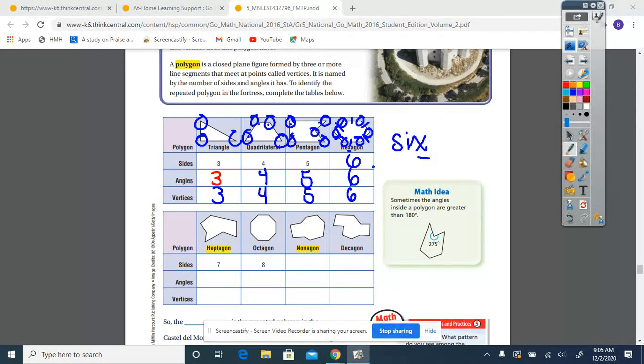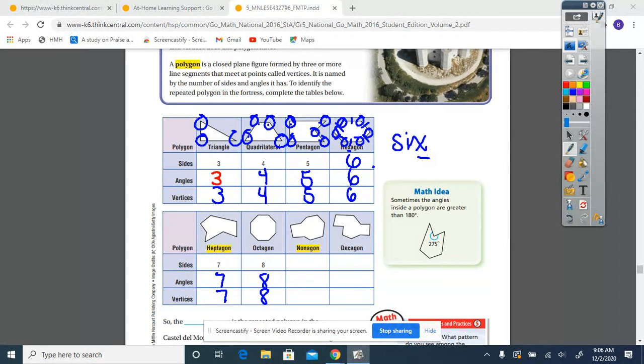Heptagon, I do not have a trick for remembering heptagon. We have a trick for remembering all the other ones, so this is the one we just have to remember. The heptagon has 7 sides, so it has 7 angles and 7 vertices. Octagon, think about an octopus. It has 8 legs. Octagons have 8 sides. They also have 8 angles and 8 vertices.